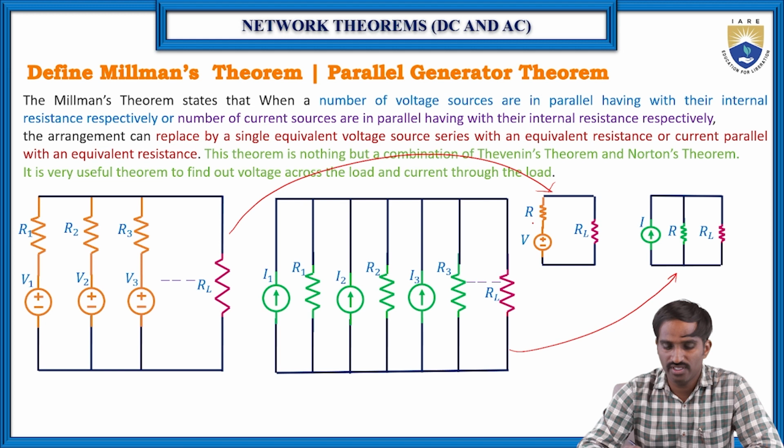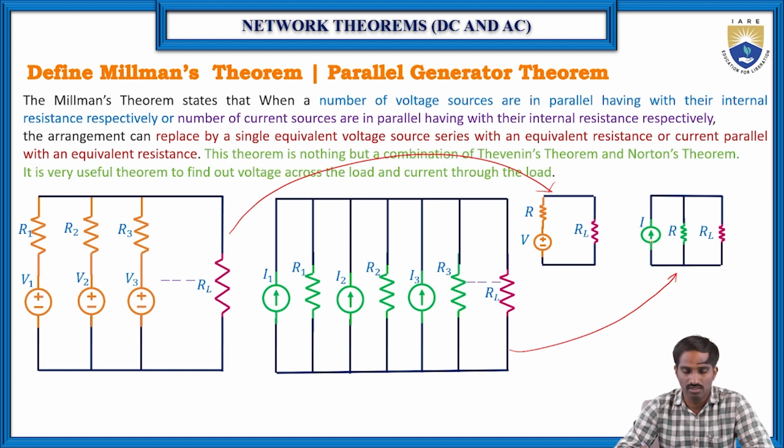Then how to find V and R, and I and R, we have already discussed in the previous class: the procedure to find V and the procedure to find R, and here also the procedure to find I and the procedure to find R. So by using that procedure, we can find V and R.